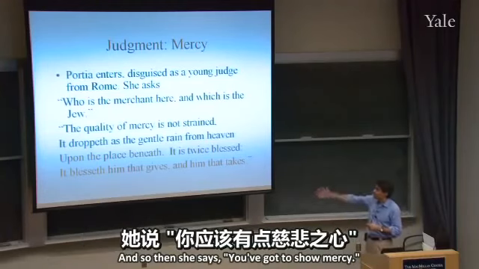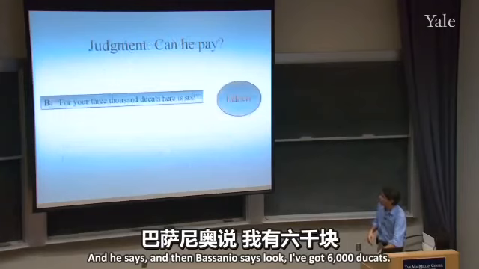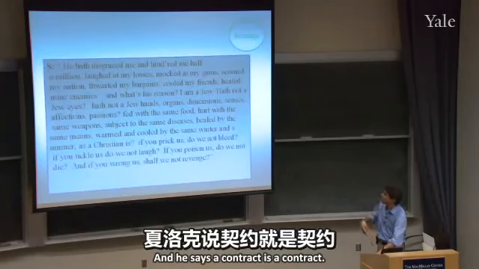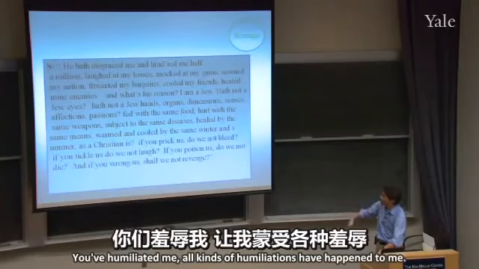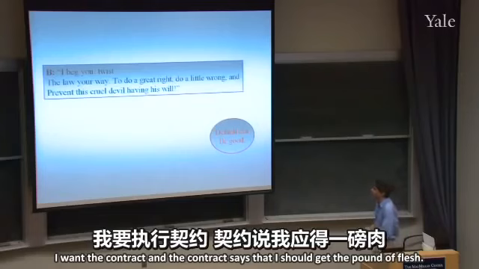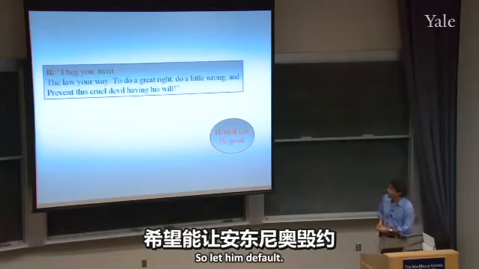And so then she says, you've got to show mercy. And this is the most famous line in the play, the quality of mercy, blah, blah. You all remember it, who's seen it. And then Bassanio says, look, I've got 6,000 ducats. I've got more than that. Take that. And he says, you know, a contract is a contract. You've humiliated me. All kinds of humiliations have happened to me. I've got feelings too. I've been humiliated. I want the contract. And the contract says that I should get the pound of flesh. And so Bassanio says, to do a great right, do a little wrong. Okay, so, you know, let him default.